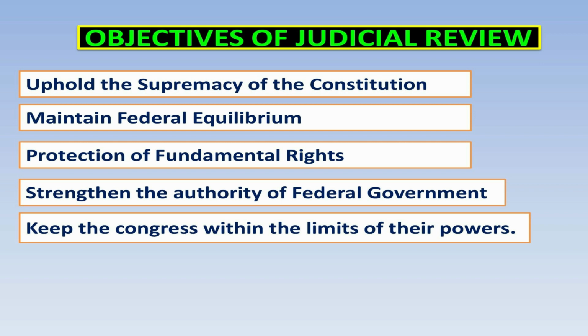Objectives of judicial review. Judicial review, as formulated by Chief Justice Marshall of the American Supreme Court, had a number of objectives, like to uphold the principle of the supremacy of the Constitution, to maintain federal equilibrium, a kind of balance between the center and the states, to protect the fundamental rights of the citizens, to keep the Congress and the President within the limits of their powers, and to enlarge and strengthen the authority of the federal government.